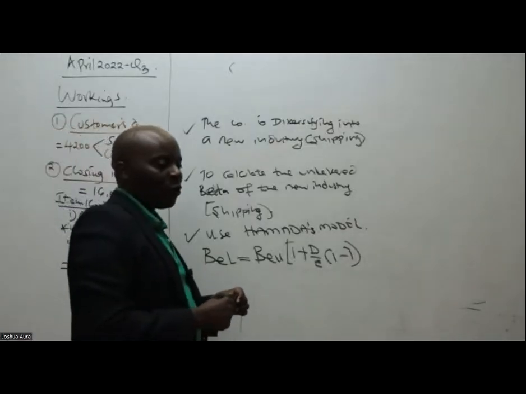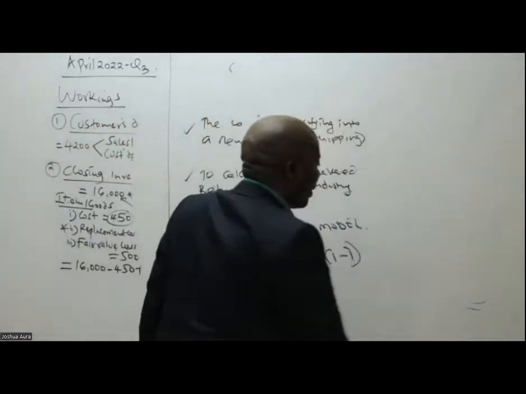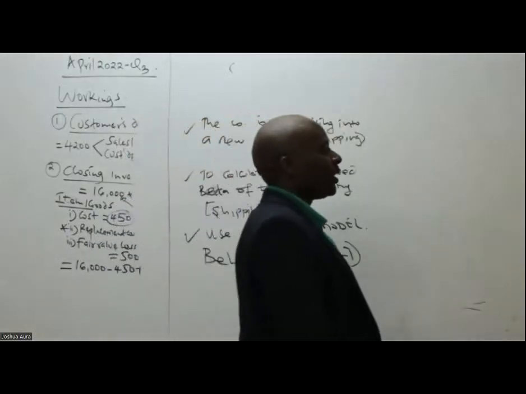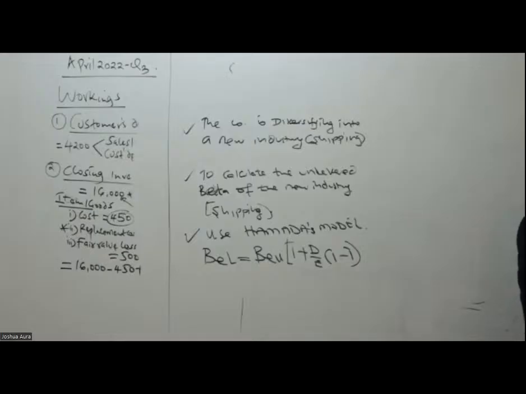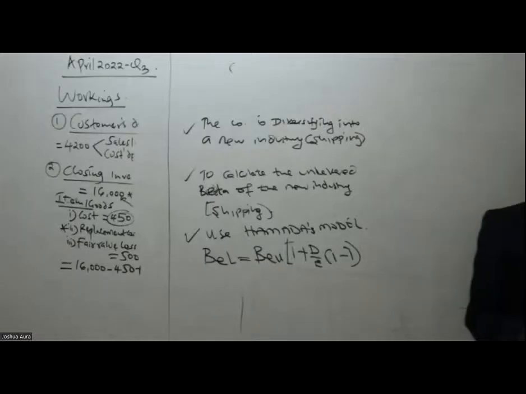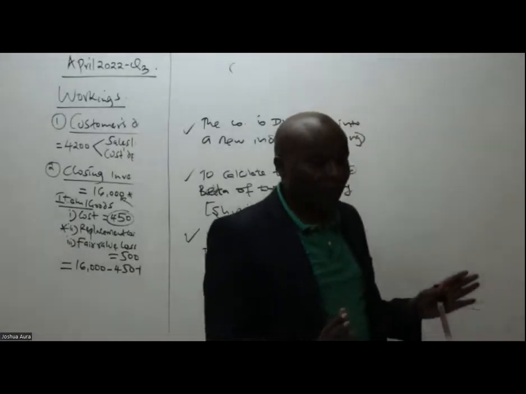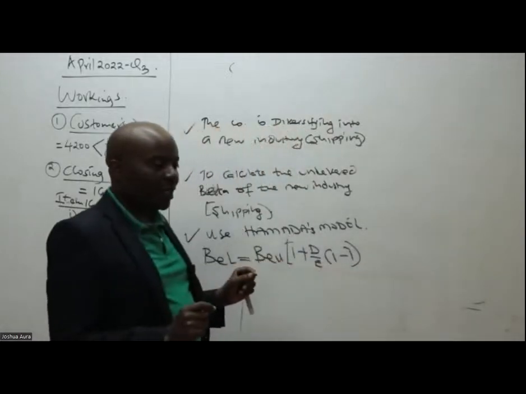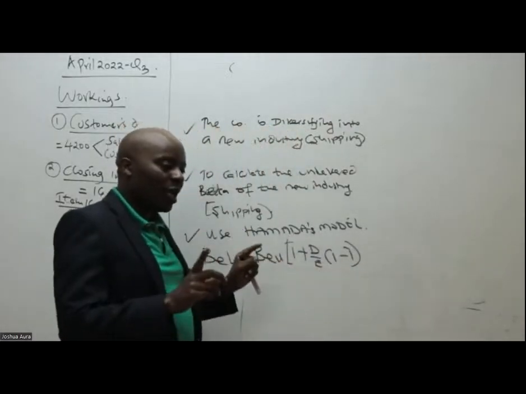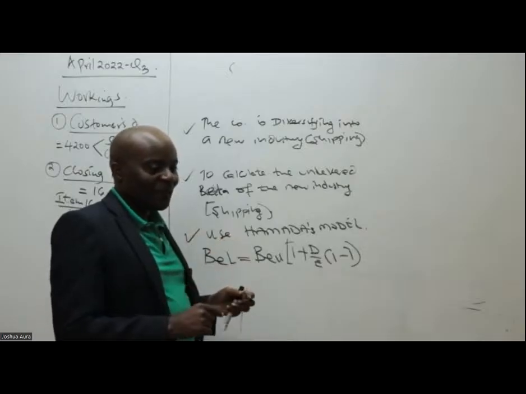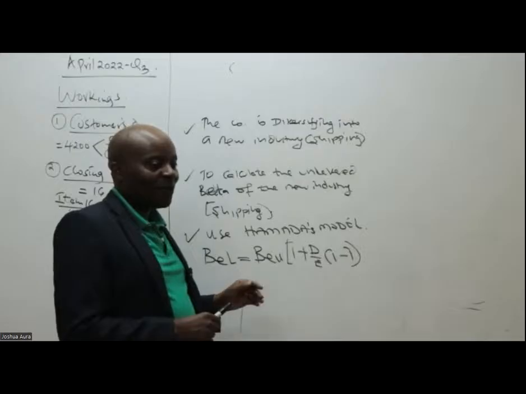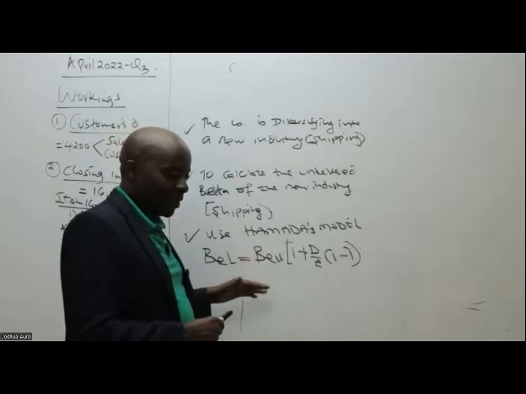So first of all, I would want your confirmation that up to here, we are together. That when you are diversifying into a new industry, that should be the first thing you need to do. You have to come and give us the beta equity of the unlevered firm of the new industry. So first of all, up to here, have you been able to write up to here?